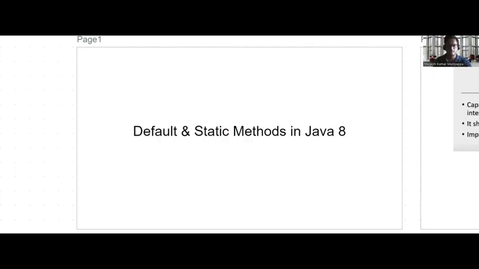Today's session, we are going to talk about default and static methods in Java 8. As we know, in earlier Java versions, at the interface level, we don't have options to declare a concrete method. In Java 8, we have the flexibility to have features like default and static methods. So why do we need them and what is the usage of it? Let's explore it.